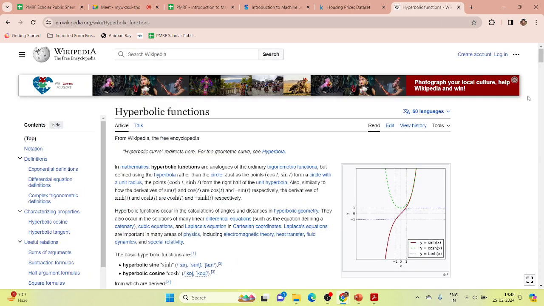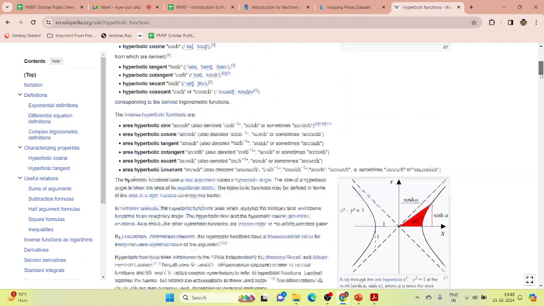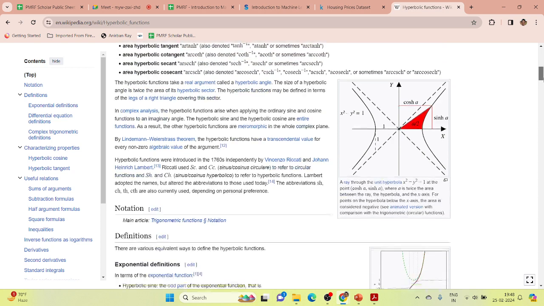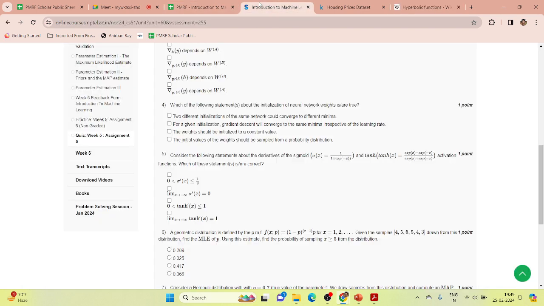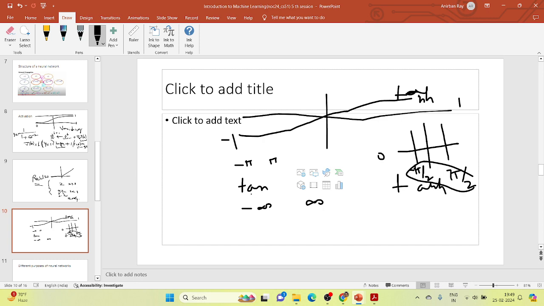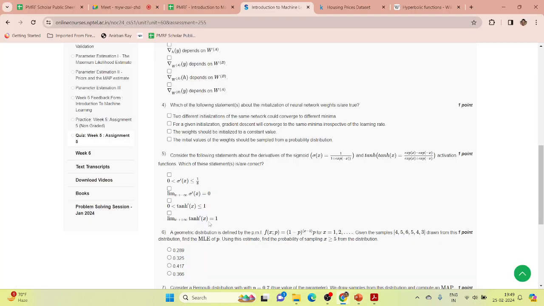The range for tan hyperbolic is from -1 to +1, sir. Yes, I know the range for tan hyperbolic is -1 to 1. But if we find the derivative of tan hyperbolic, what will be the range? Suppose the range of the sigmoid function is 0 to 1. If I find the derivative range of sigmoid, that is the problem. Okay, understood.